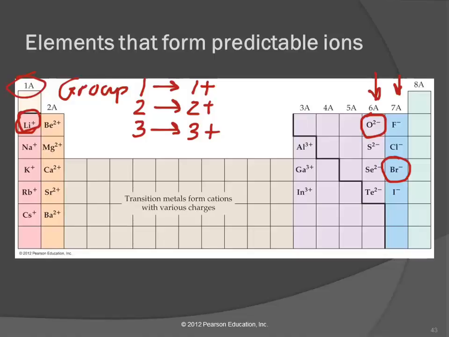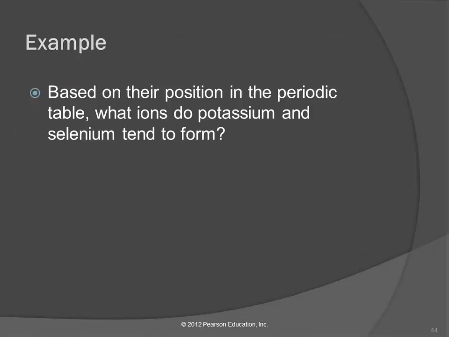Another way it's explained sometimes is take the group number and subtract 8. So group 6, you subtract 8, you get -2. So there I've given you 3 different ways to think about that. What am I doing here? So let's do an example.